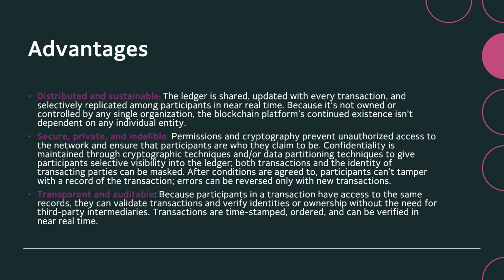It is distributed and sustainable. Of course, it is distributed. The ledger is shared, it is updated with every transaction, and a consensus is taken. This is selectively replicated among participants, and that all happens in real time. It is not controlled by a single authority, so the blockchain can continue even if one individual entity leaves. So it is not dependent on a single entity.